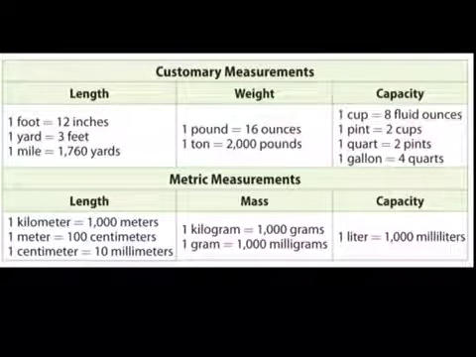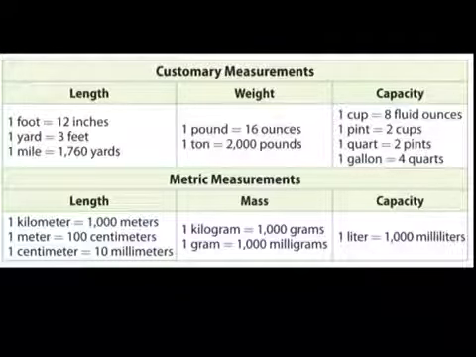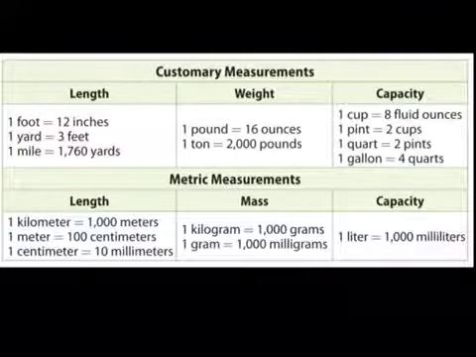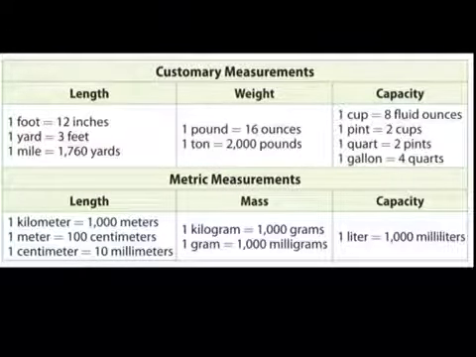This is what we typically use in the United States, having to do with inches, feet, yards, miles, things like that for length and distance; pounds and ounces for weight; and also ounces, cups, pints, quarts, and gallons for volume or capacity. Everywhere else in the world, however, they use what they call metric measurements. These are things like grams, meters, and liters.